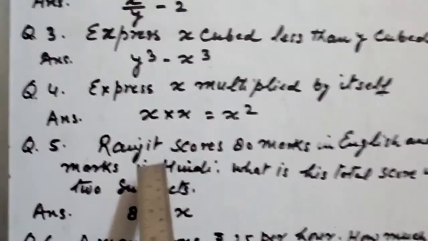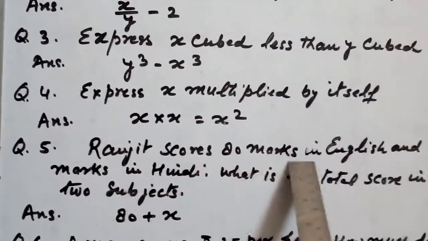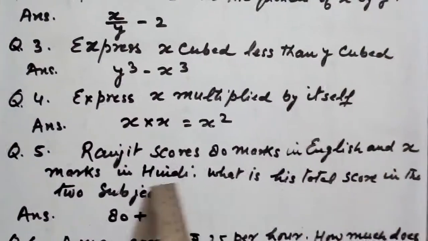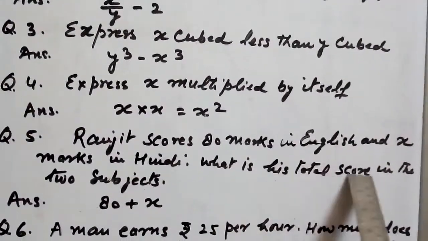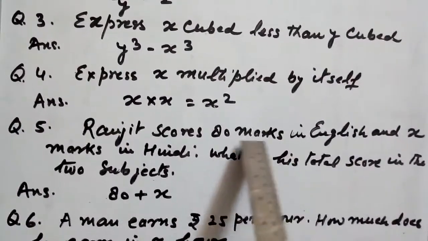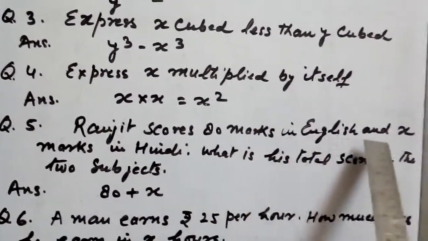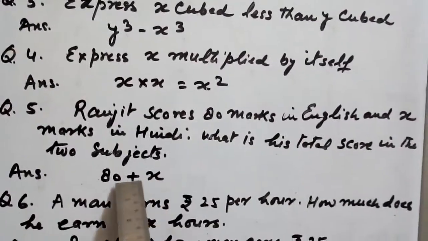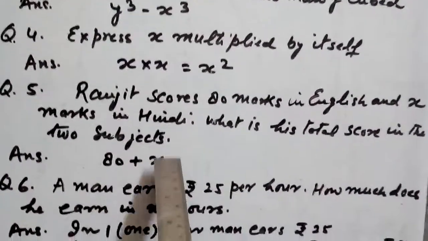Now here comes question 5. Ranjit scores 80 marks in English and x marks in Hindi. What is his total score in two subjects? Children, he scored 80 marks in English plus he scored x marks in Hindi. The answer becomes, total marks becomes 80 plus x.